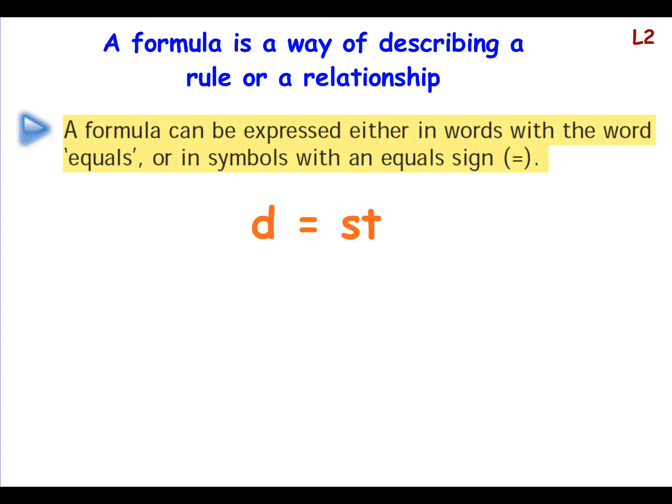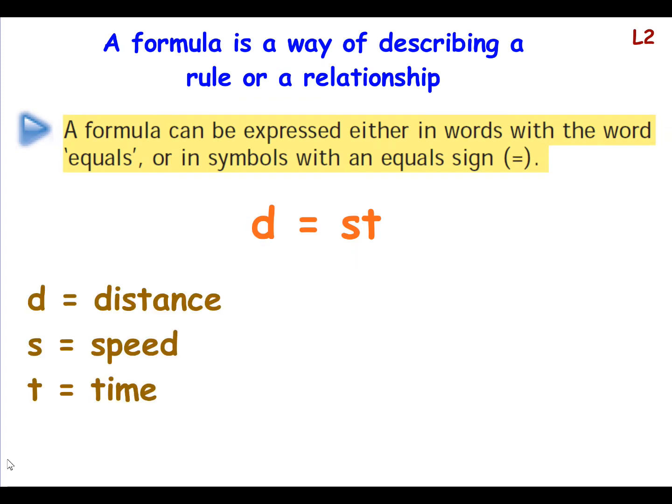So a formula is a way of describing a relationship or a rule. So it can be expressed in words, with the word equals, or in symbols. So here we have distance equals speed times time. So what we need to be told is what these letters stand for. So D equals distance, S equals speed, and T equals time. So I now have an idea of what I'm trying to work out, that my distance is equal to my speed.